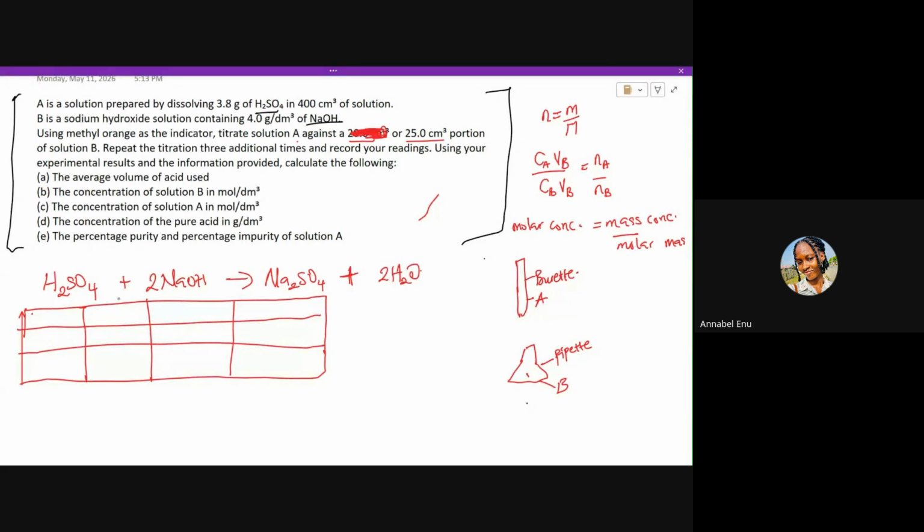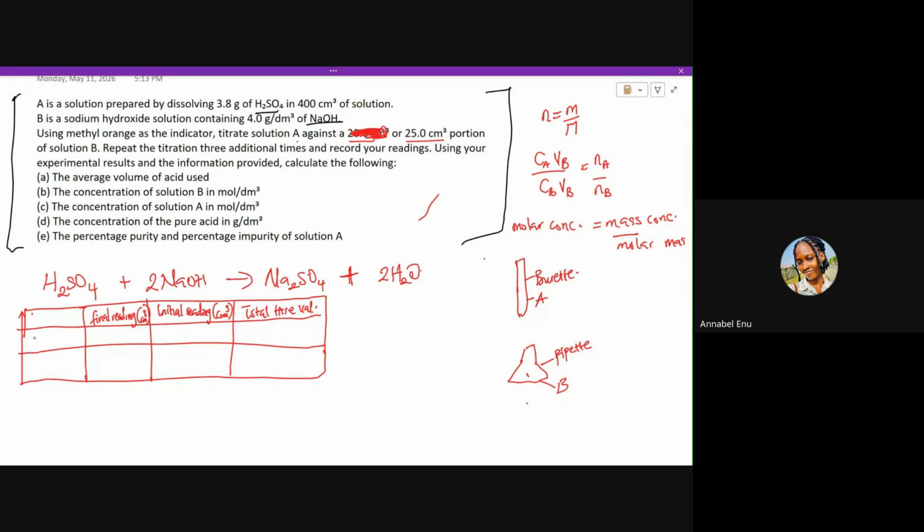Okay, now we have our final, this is how you write it, final reading in centimeters cube. Then we have our initial reading. Please write it in full reading, I mean volume in centimeters cube. And then we have our total titer value. Okay, you can just write it like that.